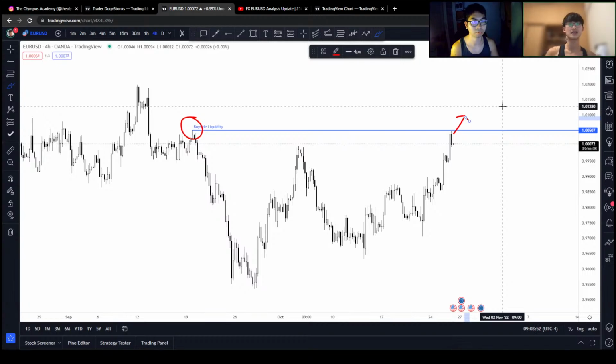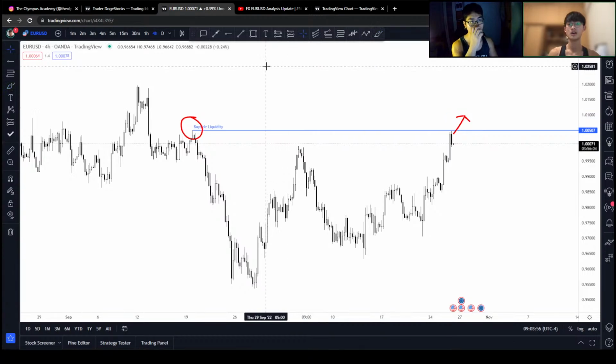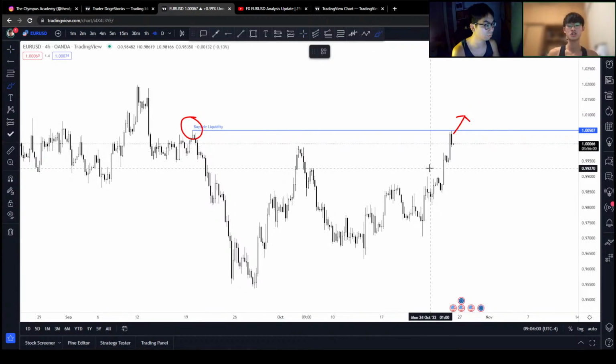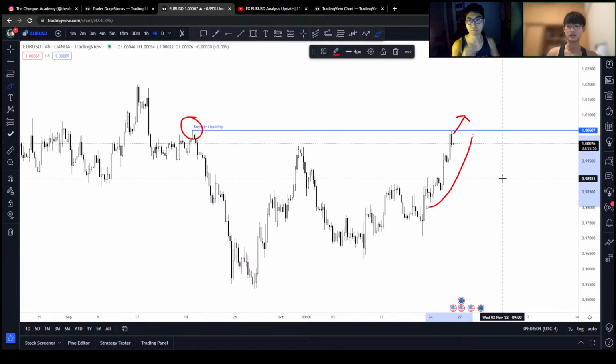And also we see as of current price action, let's say the past week, ever since like 24th of October, we can see that price actually is super bullish. It's super duper bullish and it has continued its trajectory up.